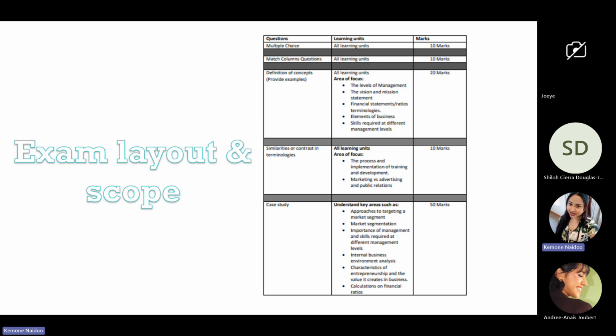Okay, so the layout of your exam is quite simple. You have matching columns, multiple choice, definition of concepts, and also similarities and contrasts of terminologies, and then a case study with questions that will follow. Okay, so it will be longer than your test was. So just be prepared for that, that you might have longer questions that you'll be dealing with.